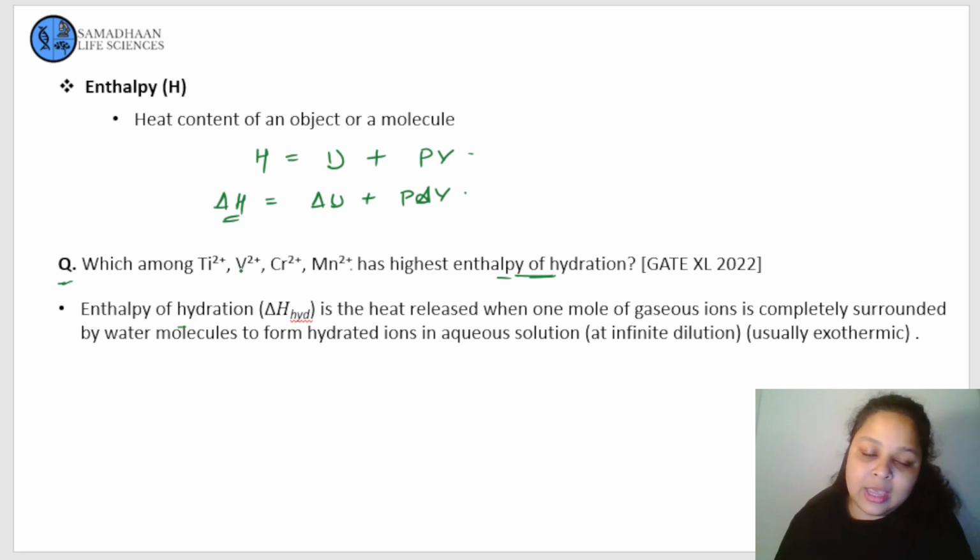Here between these four ions, the charge is the same for all of them, that is plus 2, but titanium 2 plus has the smallest size among them, so this has the highest enthalpy of hydration.